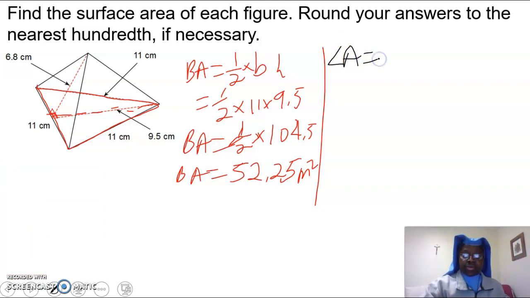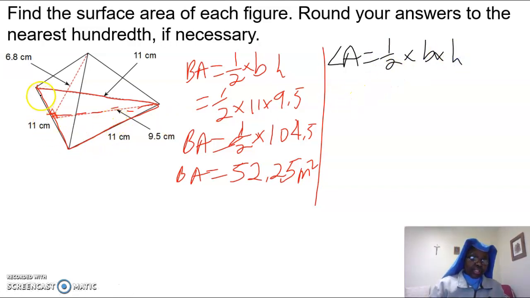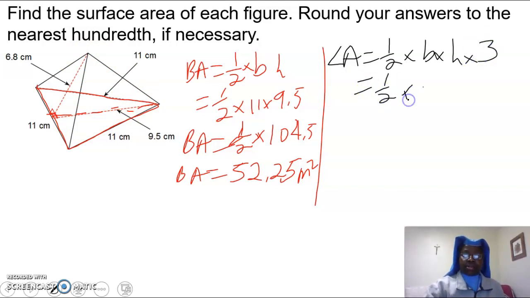Well, we see the lateral area is a triangle, 1/2 times base times height. There are 3 of them, but the bases are the same, 11, 11, 11. So this is actually an equilateral triangle, and since all the bases are the same, the lateral faces are going to be the same. So we just find one of them and multiply by 3, because there are 3 of them. So 1/2 times the base, 11, times the slant height here, 6.8, times 3.